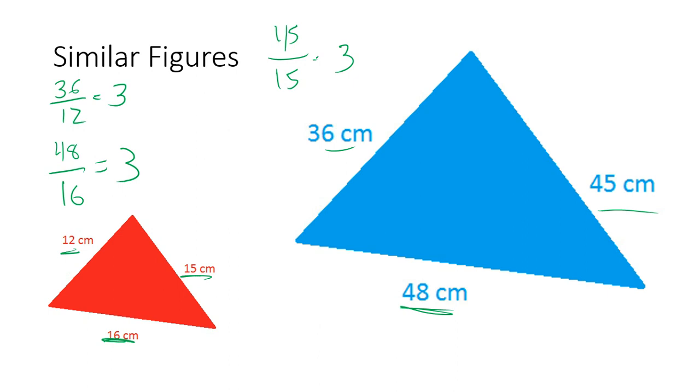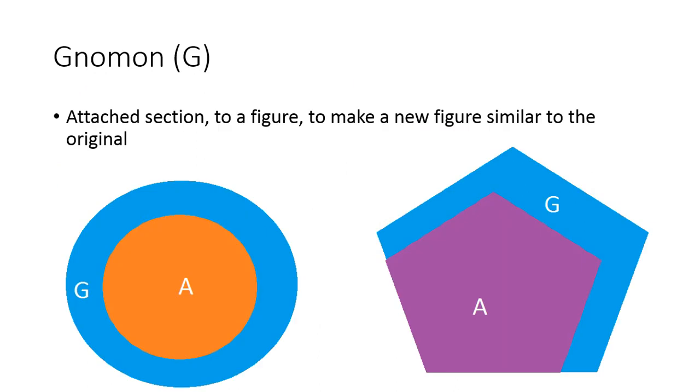And again, the angles have to be the same and everything. All right, so those are similar figures. Now, with that, we can go on to gnomons. A gnomon is usually denoted with a G, and in this PowerPoint the gnomon will be in blue. Basically, the gnomon is the attached section to a figure that, when you attach it to the original, makes the new figure similar to the original.